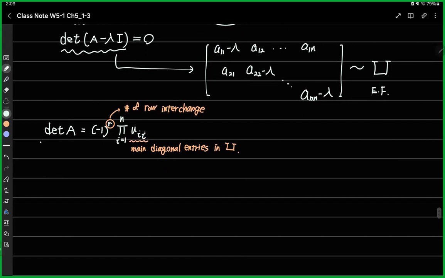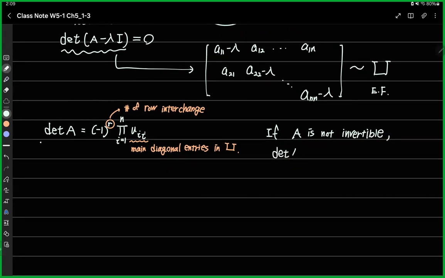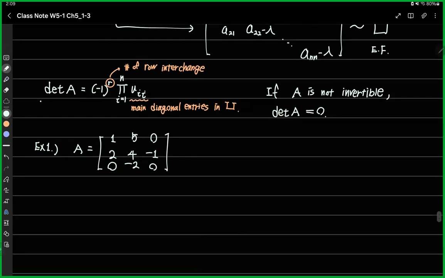Next, what if A is not invertible? Then the determinant of A is simply 0. All right, so next, see example 1. The A matrix is given as rows 1, 2, 0; 5, 4, -2; 0, -1, 0. So let's find the determinant of A.